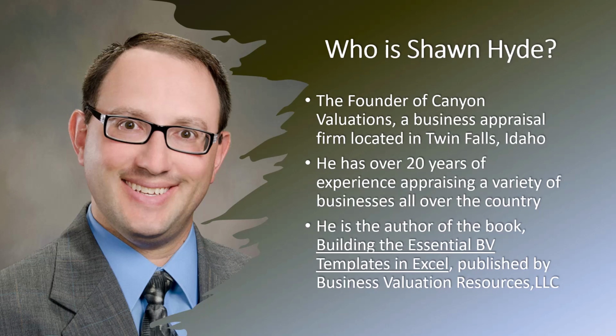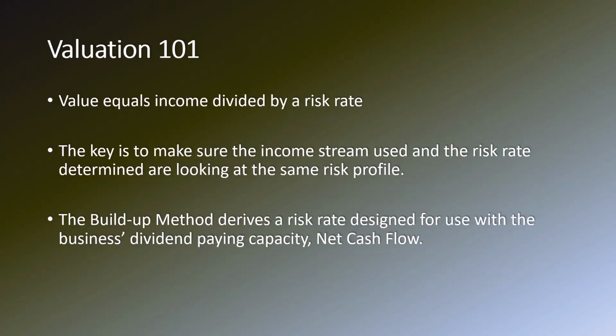First off, here's me. And second off, valuation 101. So basic value is income divided by some form of a risk rate. Now the key is to make sure that the income stream that we're looking at has to match the same risk profile of the risk rate that is determined. So the build-up method comes up with a risk rate that's based on public company data.